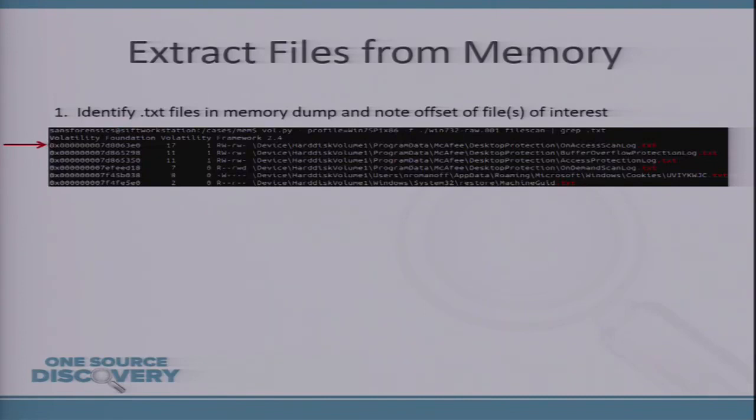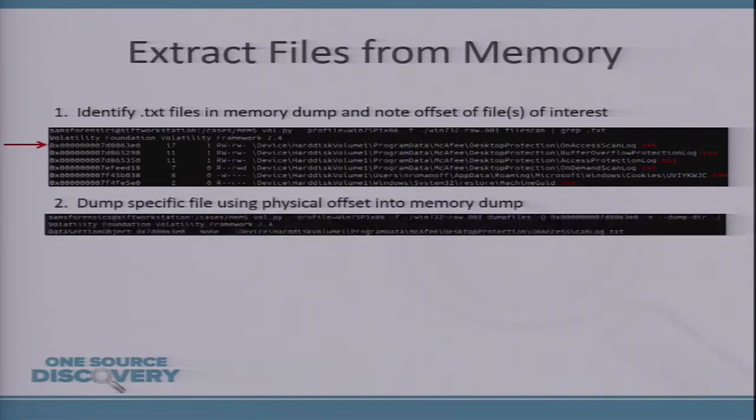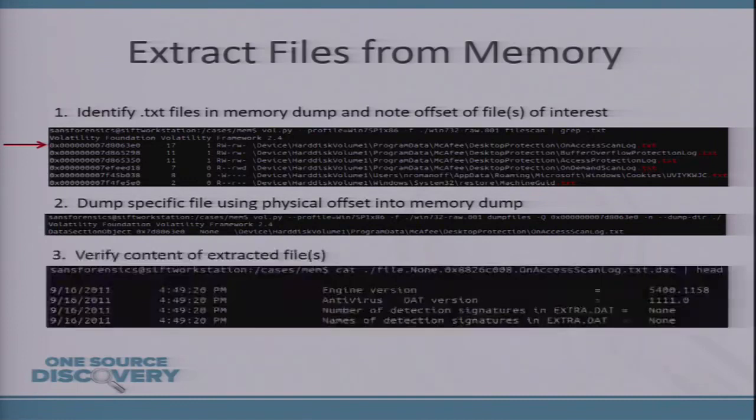Now we could say we want to dump everything that ends in txt, but in this case, I just want to dump this first on-access scan log. That's the only one I'm really interested in. So I would note the physical offset here, and then use the dumpfiles plugin from Volatility, specify the physical offset that I noted here, and it would dump it out to wherever I specified. You could then cat this to make sure that it looks like it's intact. It looks like it is, at least the first 5 lines of it are. So that's really all there is to extracting files.